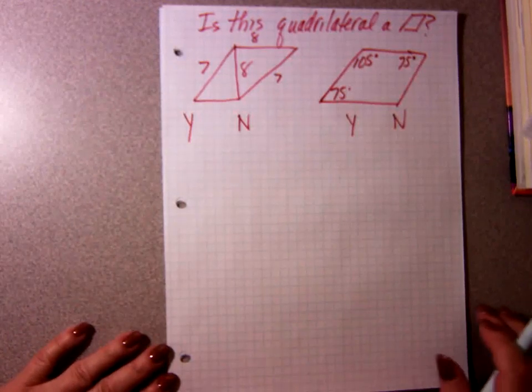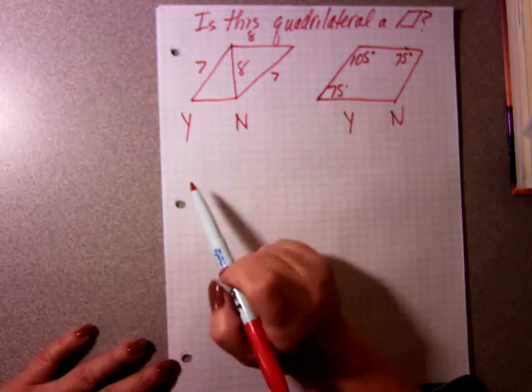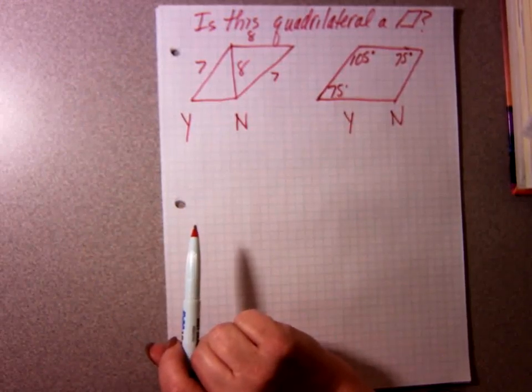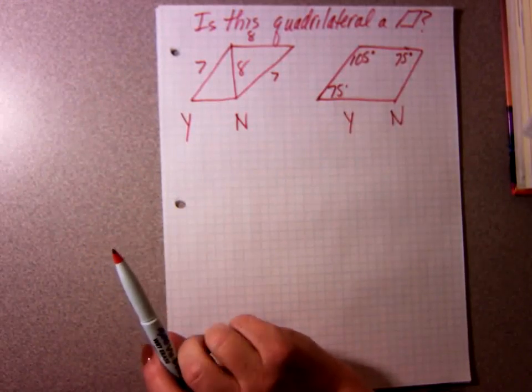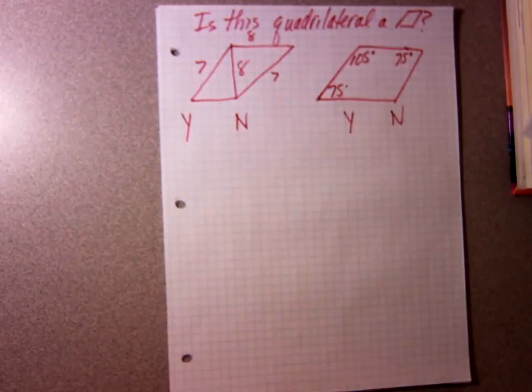So now I want to try to determine if this quadrilateral is a parallelogram. So I have two examples drawn. First thing you need to decide is, do you have enough information? Then if you have enough information, is this a parallelogram? So the one on the left.